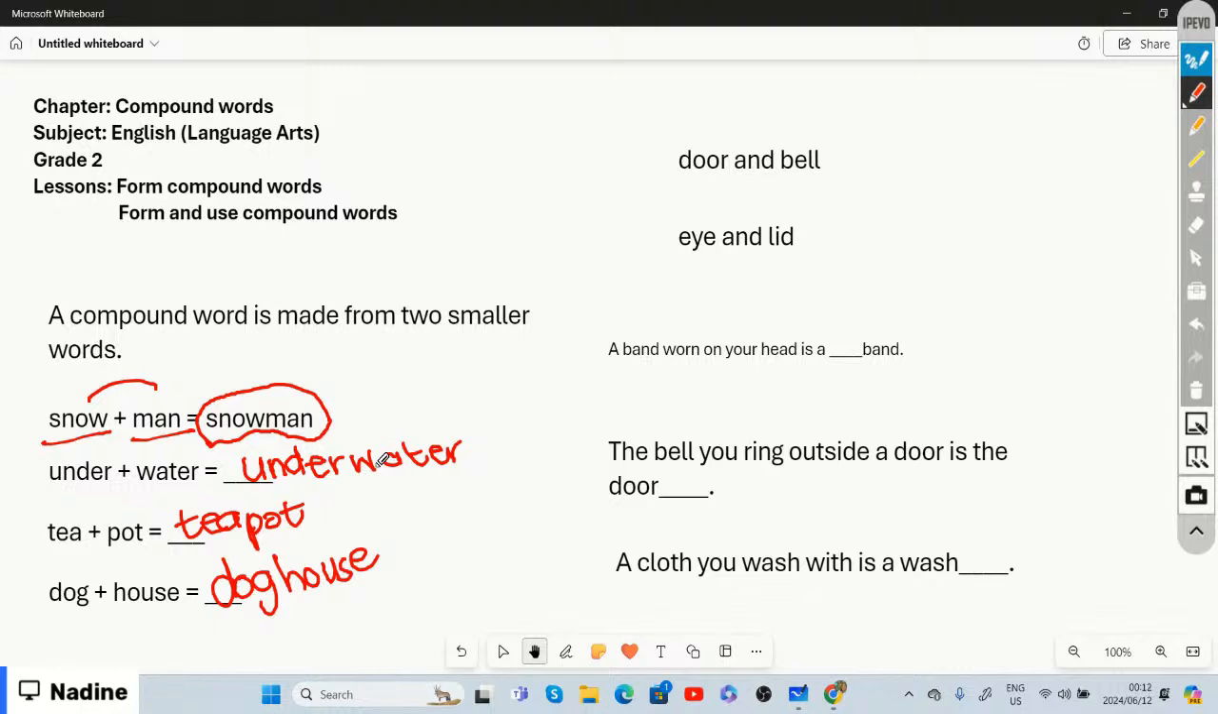So we have underwater, which is under plus water. Then we have teapot, which is tea plus pot. We have doghouse, which is dog plus house. And that is what we call compound words. They are words made up of two smaller words, and once we join them together to create one word, we call that a compound noun.